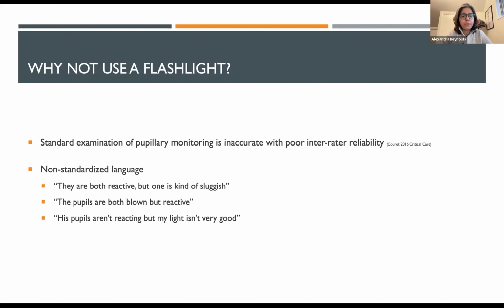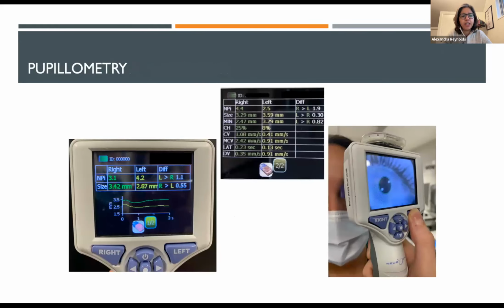So for those of you who don't know what pupillometry is, it's this very weird looking gun-looking thing, and it's got a screen, it's got a standard light on it. And so this is a normal eye of one of our nurses. But basically you point it and it releases a standard light, and then it's able to measure all these different aspects of the pupillary response.